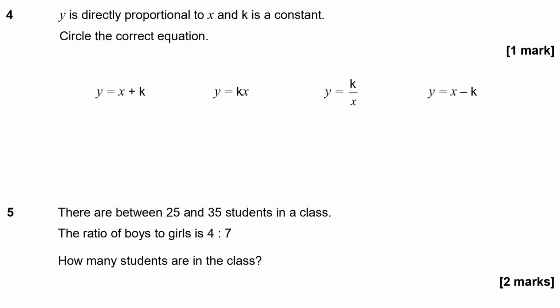Question 4. Y is directly proportional to X and K is a constant. Circle the correct equation. Okay, so if Y is directly proportional to X, then Y equals K times X. This one here.